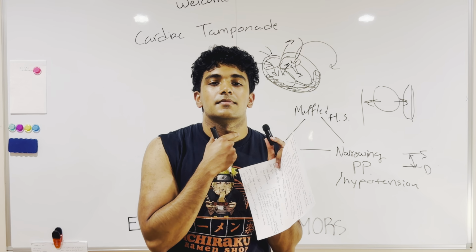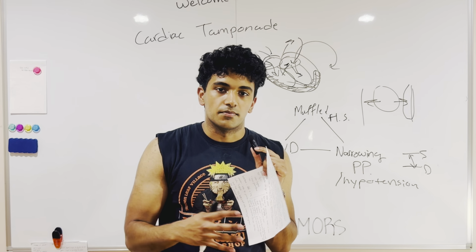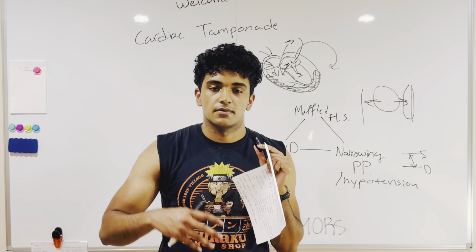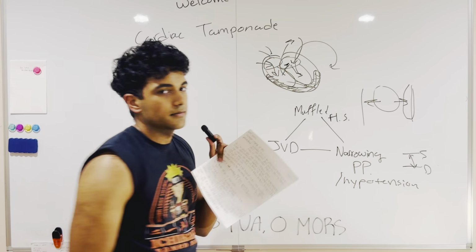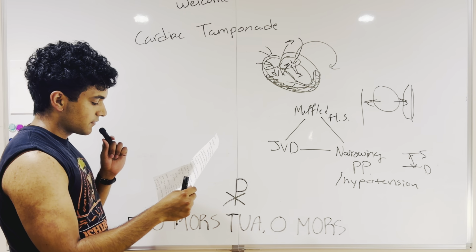But those big veins are just proof that you are not getting that full preload because of the obstruction, which is the blood, i.e. cardiac tamponade. And that's kind of all you need to know for that.